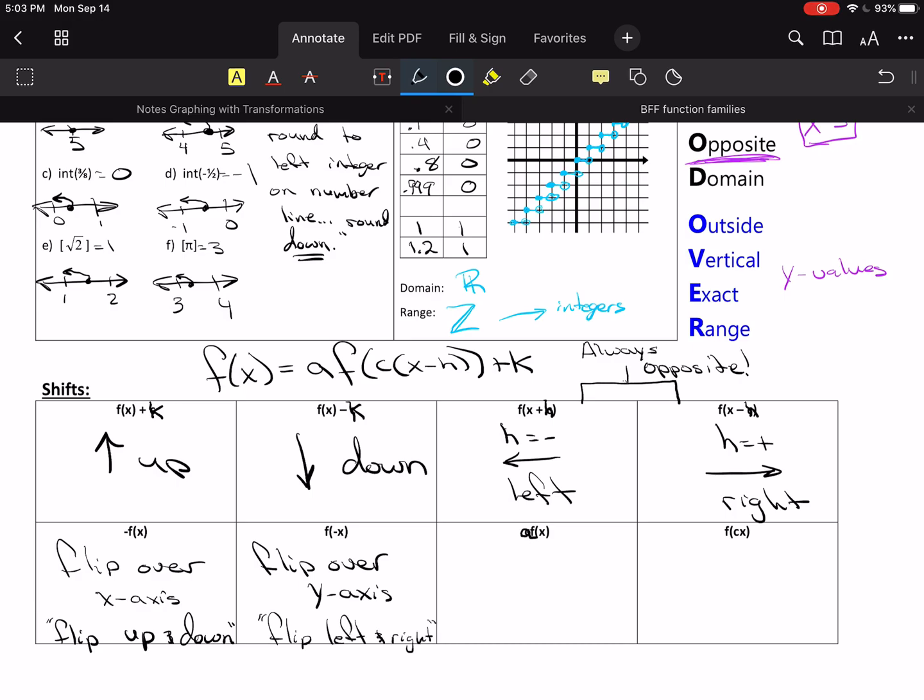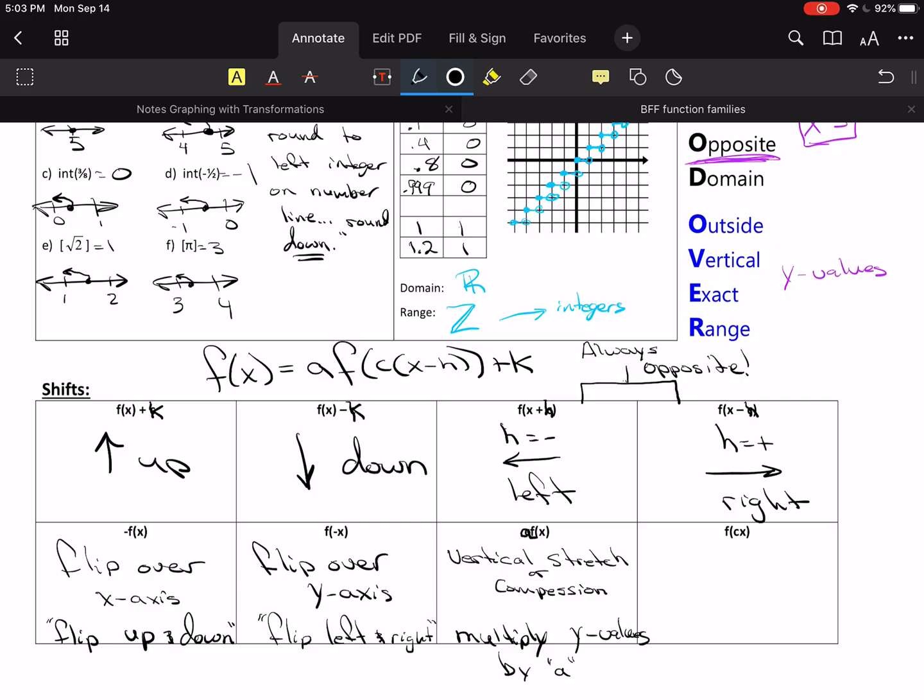Okay. Now, my compressions and stretches here. When a is on the outside, this is going to be my vertical stretch or compression. Okay, so it's going to pull it and make it skinnier, or it's going to scrunch it, compress it, and make it fatter or wider, right? When I have an a out front, I want to multiply all of my y values by a.